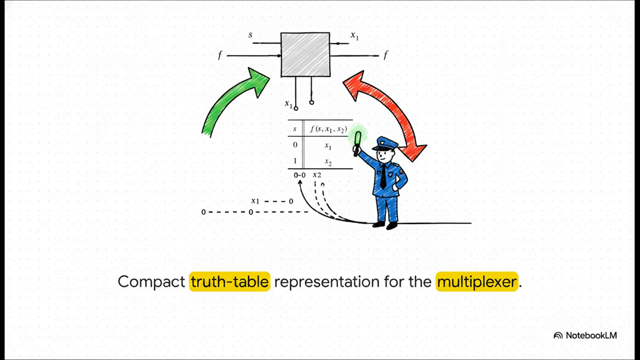Look at our selection signal, S. If S is 0, the output of our circuit, which we're calling F, will simply be whatever value is sitting on input x1. But if S is flipped to 1, the output changes to match input x2. It's basically a digital traffic cop directing the flow of data.